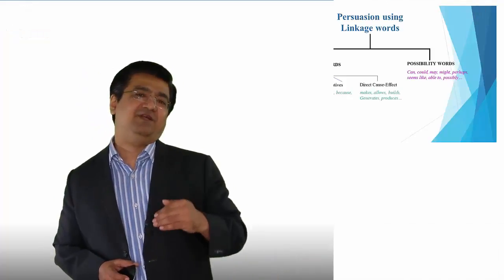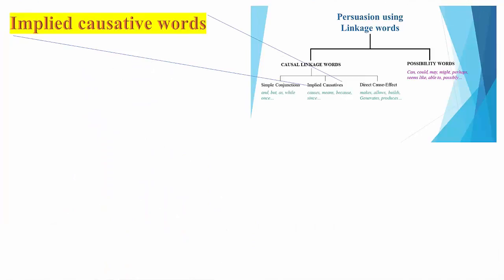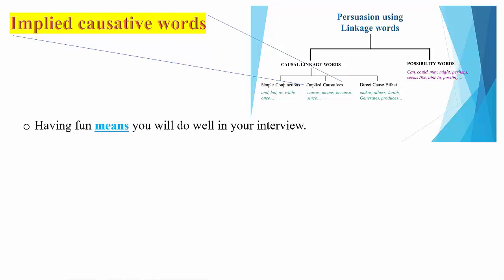Now we'll take the first statement of the last example. Having fun means you will do well in your interview. Now you see, in the first case, when we used simple conjunctions, we said you are having fun and you will do well in your interview. Here we are saying having fun means you will do well in your interview. So the coupling is a lot stronger.